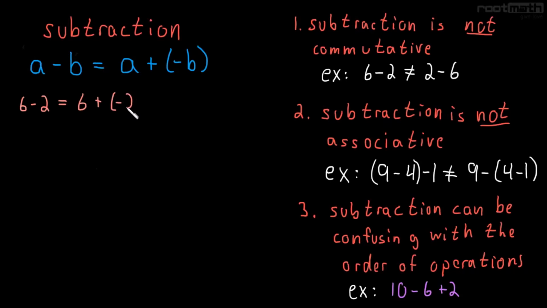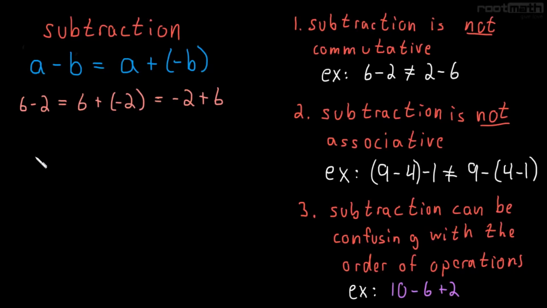And now since we're doing addition, we know this is commutative. So we can change the order. So now we have negative 2 plus 6. Notice in this example, the negative sign stays with the 2. In our original example, the negative sign went to the 6. That was the problem. The negative sign was on the wrong number. Okay, so when we think of subtraction as addition of a negative number, we get commutativity back.